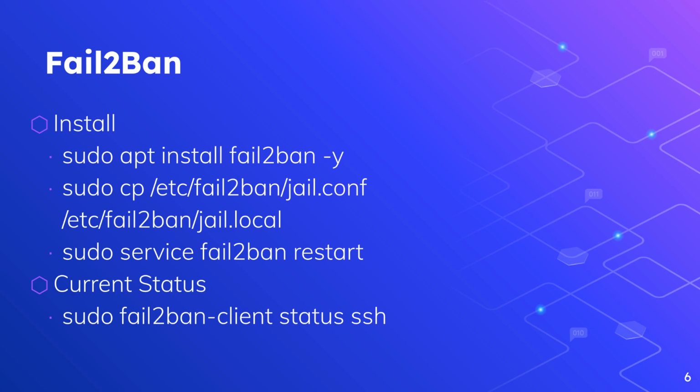Interested in deploying Fail2ban? Install it by entering the following command. Next, copy the configuration file with this command: sudo cp /etc/fail2ban/jail.conf /etc/fail2ban/jail.local. To ensure proper setup, restart Fail2ban on your Linux server. Upon executing that command, Fail2ban should be up and running promptly.